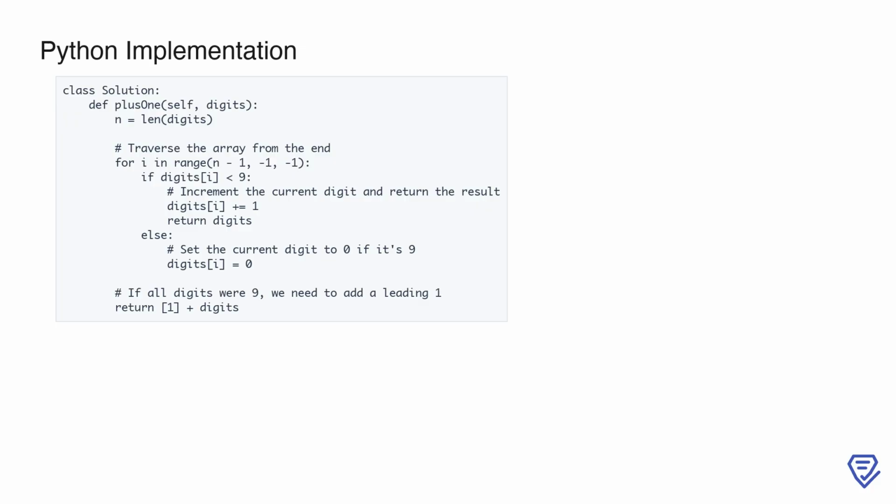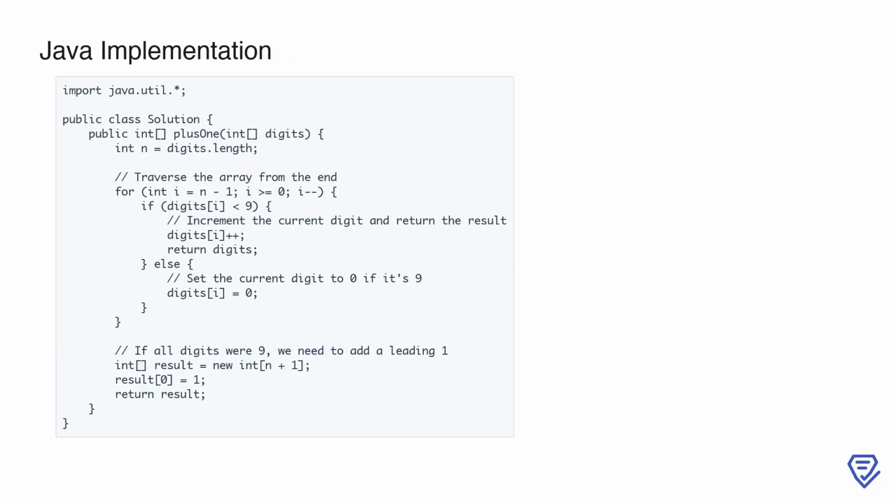The algorithm runs in O(n) time, where n is the length of the input array, since we traverse the entire list at most once. It uses O(1) additional space, as the operations are performed in place on the input list. This makes the solution highly efficient for the problem.